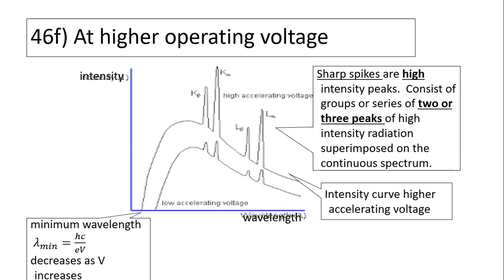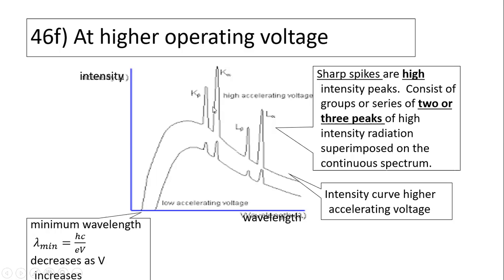Okay, let's explain the sharp spike. Minimum wavelength we have explained. With higher voltage, the curve will be higher, but the spike will still be the same. Sharp spikes are high intensity peaks, consisting of a group of 2 or 3 peaks of high intensity radiation superimposed on a continuous spectrum. We give them different names.